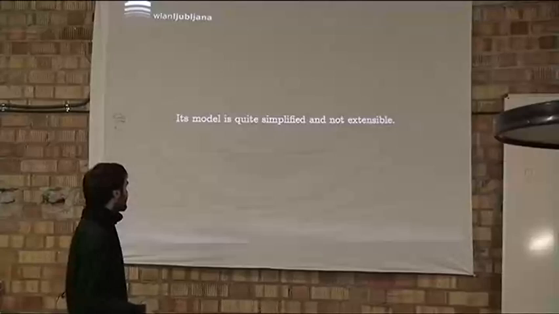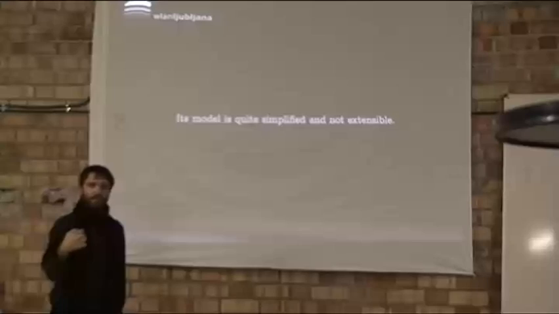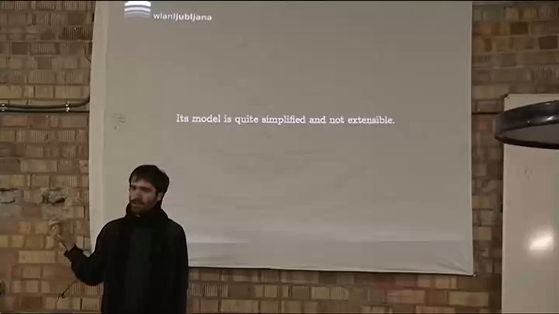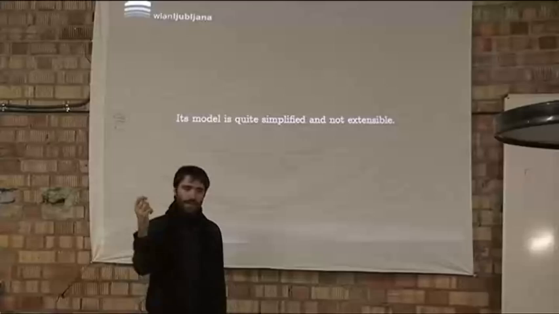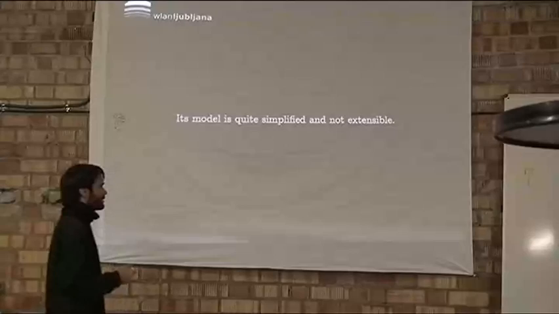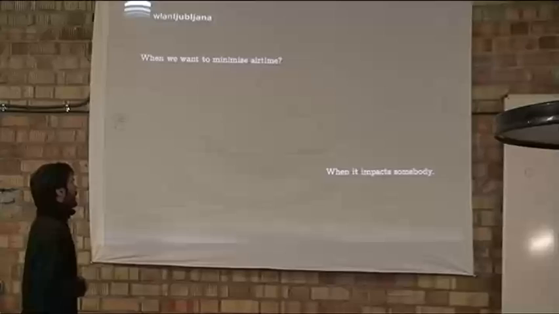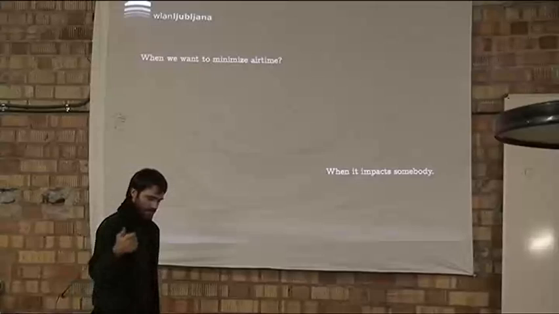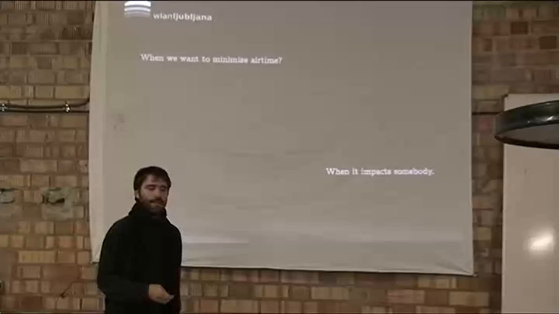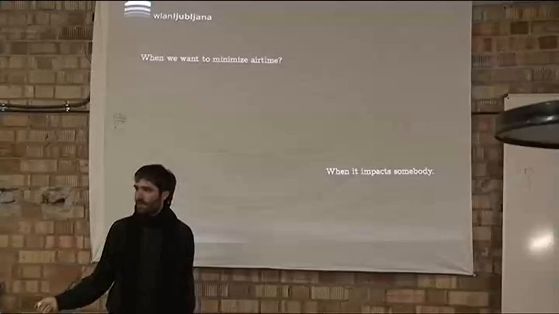So what I'm missing about this model which uses the ETX is that it's quite simplified and not extensible. It's really hard to extend this metric with bandwidth information and all the information we might have about the links we have, like whether it is fiber, and so on. So it is not so nicely extendable. We want to minimize airtime, because this means less latency, because of the time it takes to transmit, and it means also less chance to have problems. And it is important to do that when it affects somebody. If you have fiber and Ethernet, it doesn't matter to use that channel.